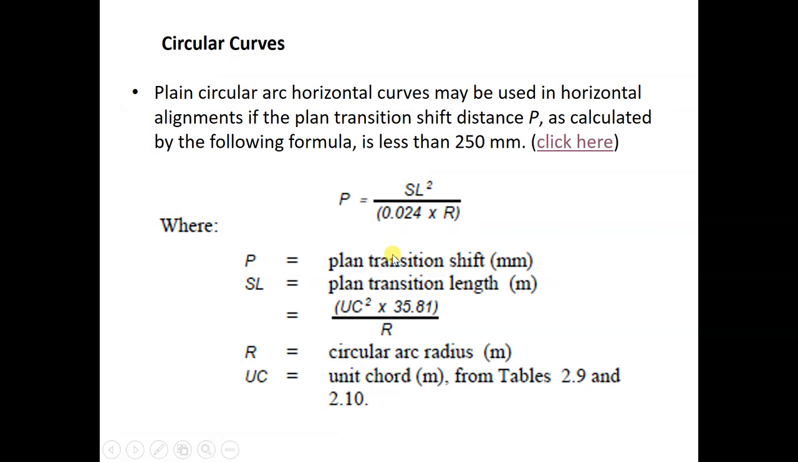So we need to find the shift. For the plane transition shift, we need to check whether it is less than 250 or more than 250. If it is less than 250, we can just ignore the spiral curve and just deal with a circular curve. If P is equal to or more than 250, then you have to adopt the spiral curve on both sides of the circular curve.